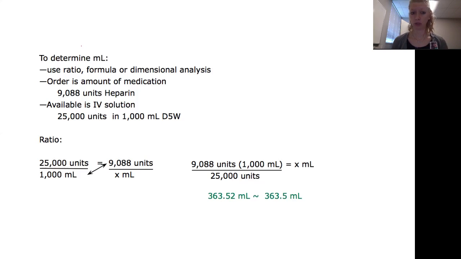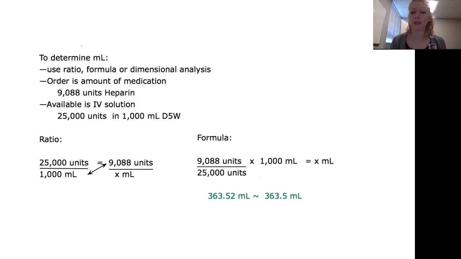Now remember, this is a dosage, so I'm going to round to the nearest tenth, because anytime I have a dosage calculation and it comes out to be greater than 1, if there's a decimal involved, I'm going to make sure it's rounded off to the tenth. So in this case, I know that if I give 363.5 milliliters of this IV solution, my patient's going to get the 9,088 units of heparin that they need.